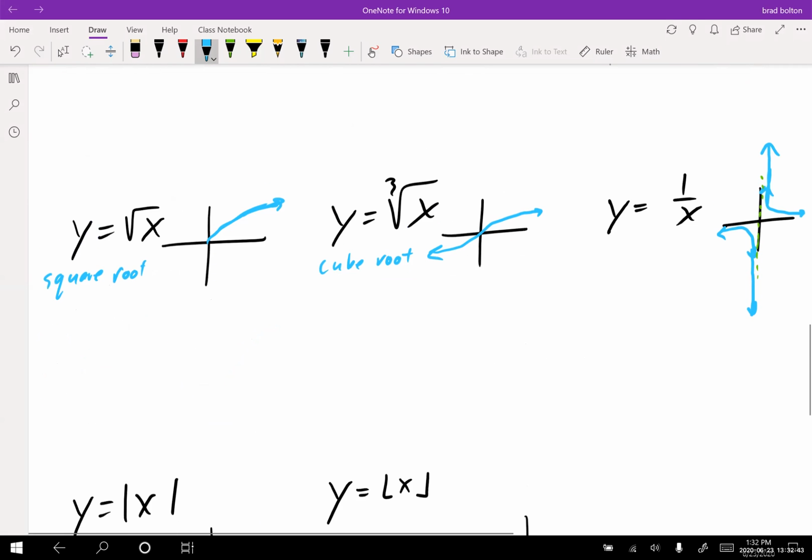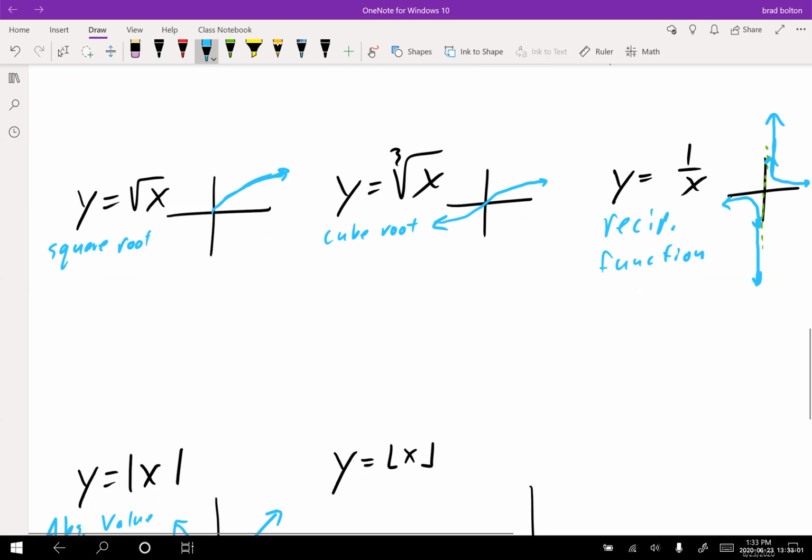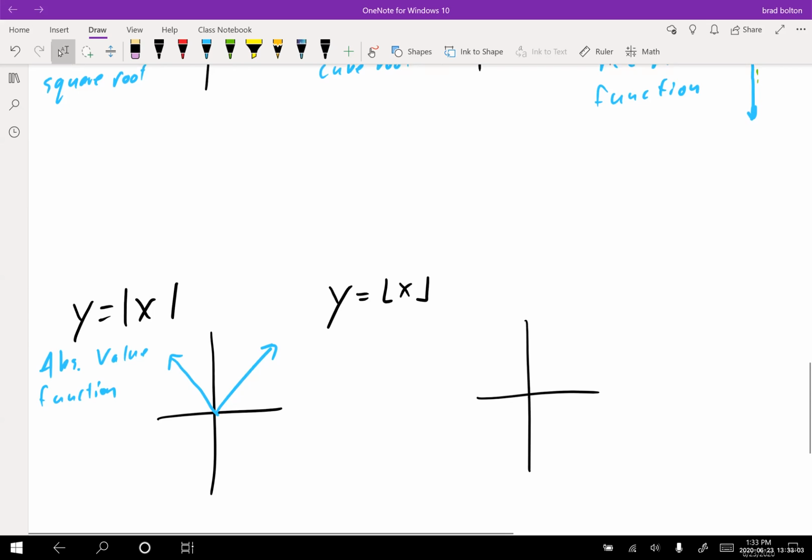Did I write this one down? No, so this is the cube root. Oh man, for some reason the name of this function escapes me. Hold on real quick. Reciprocal function, there you go. So this is called the reciprocal function. And we're going to deal with quite a few problems like that in a later section. I think it's like 4.5 or something like that.